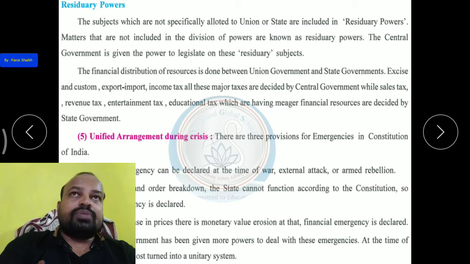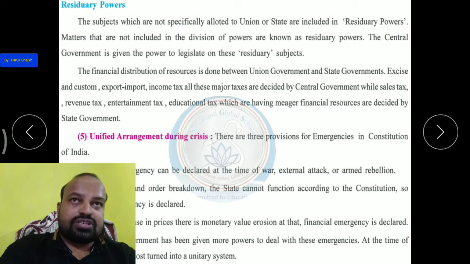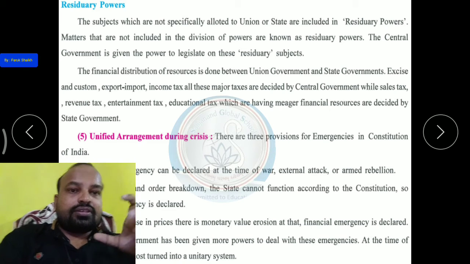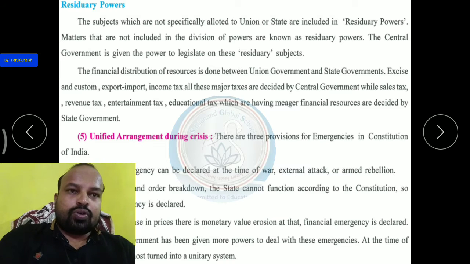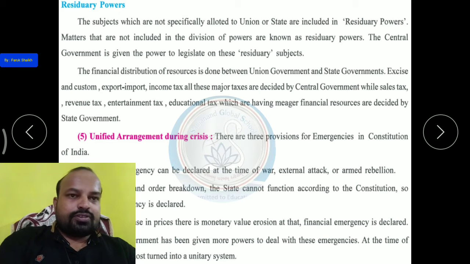Entertainment tax means if there is any cinema, the owner of the cinema also has to pay the entertainment tax. While you are buying a ticket to watch a movie, the entertainment tax or other taxes are included in the price of the movie ticket, so we also pay entertainment tax. Educational tax, as we are getting education from a government or private school, we are also paying taxes for education. These financial resources are decided by the state government.